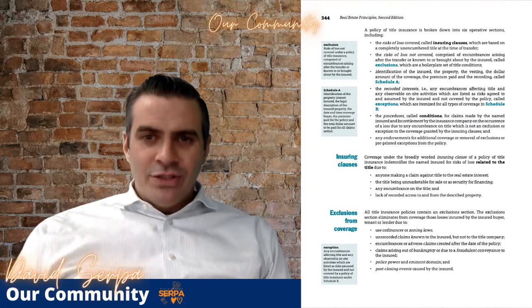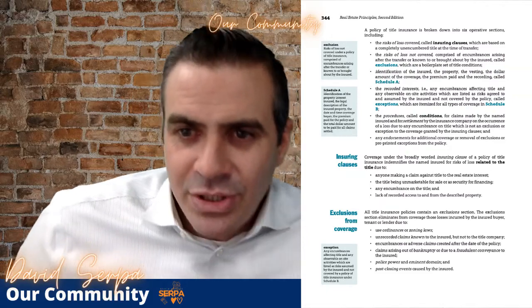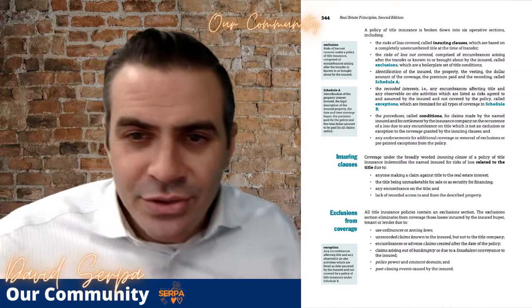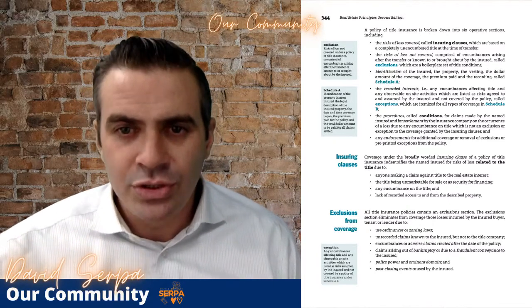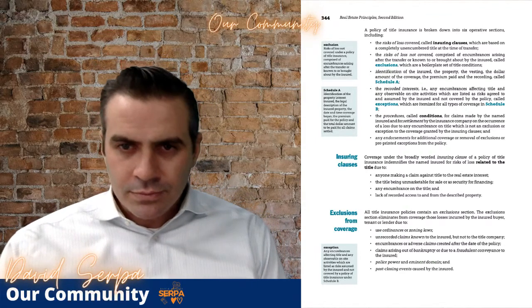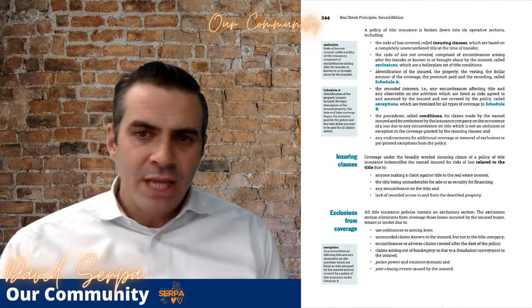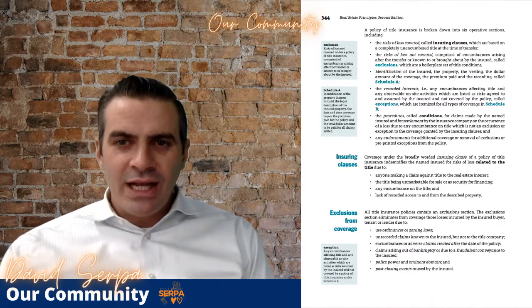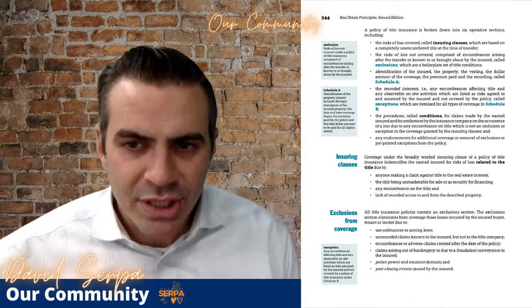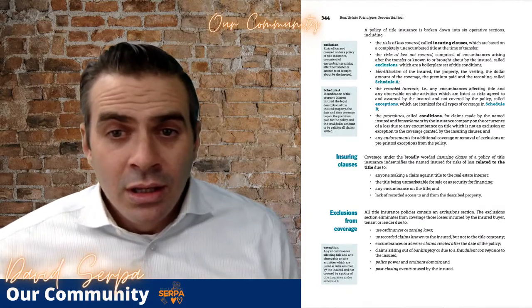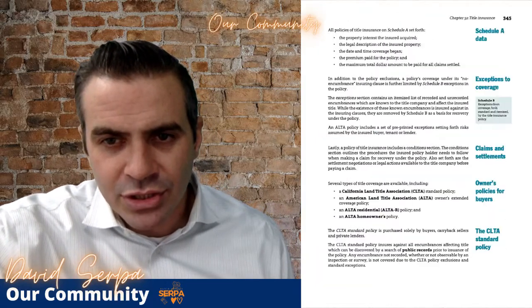Exclusions from coverage. All title insurance policies contain an exclusion section. The exclusion section eliminates from coverage those losses incurred by the insured buyer, tenant, or lender due to use ordinances or zoning laws, unrecorded claims known to the insured but not to the title company, encumbrances or adverse claims created after the date of the policy, claims arising out of bankruptcy or due to fraudulent conveyances to the insured, police power and eminent domain, and post-closing events caused by the insured.